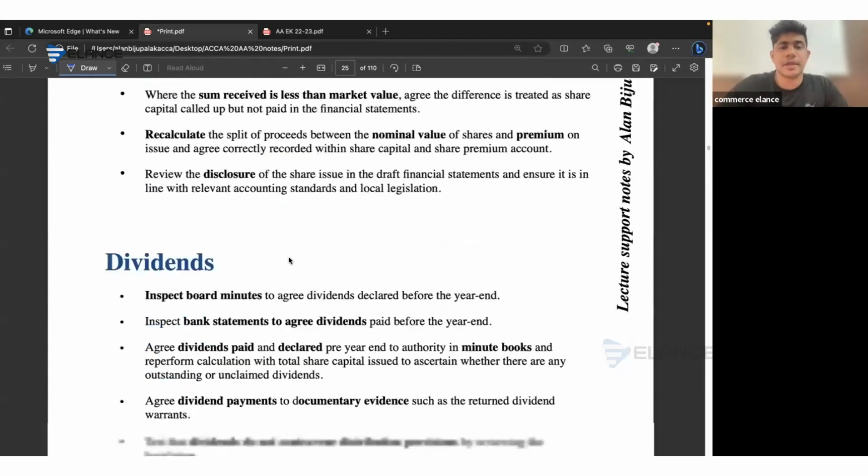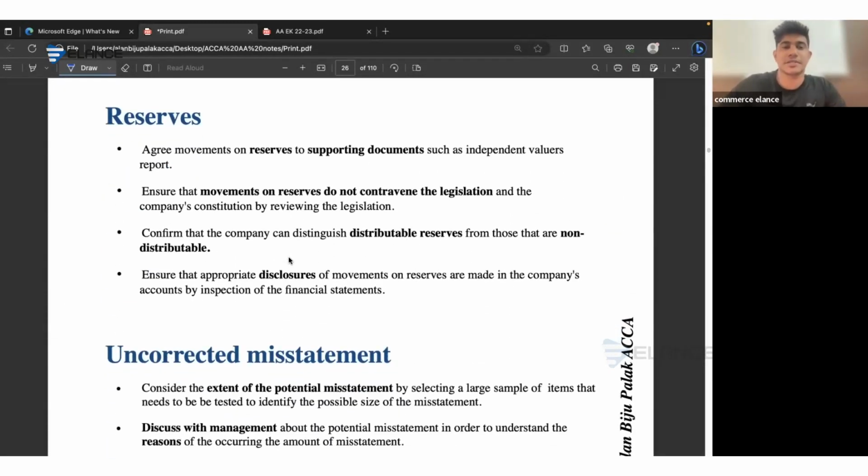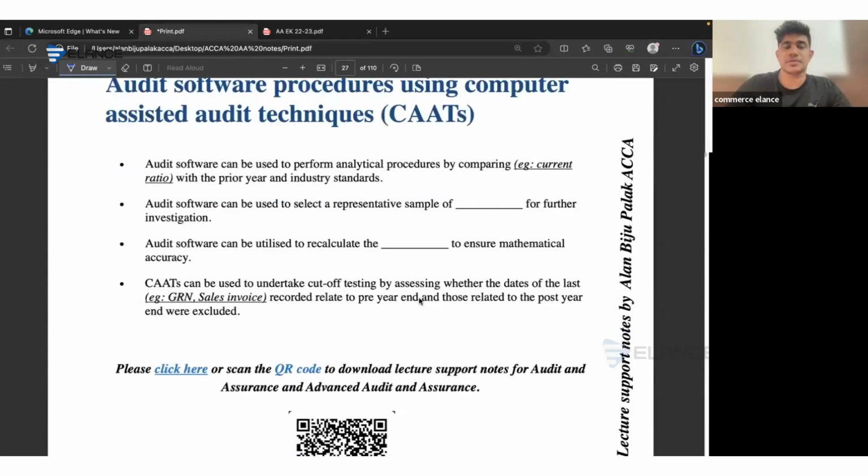Equity share capital can be asked directly. Dividends can be asked directly. Same as that, reserves will be asked directly. But whenever you get a question on reserves, you should be more precise to the scenario, or specific to the scenario. So when it comes to reserves, you have to clearly understand what kind of reserve it is. Is that a general reserve? Or is that a capital redemption reserve? Is that a share premium? And you have to give the points accordingly. And corrections of mistakes also the same. Overall review of financial statements also the same.